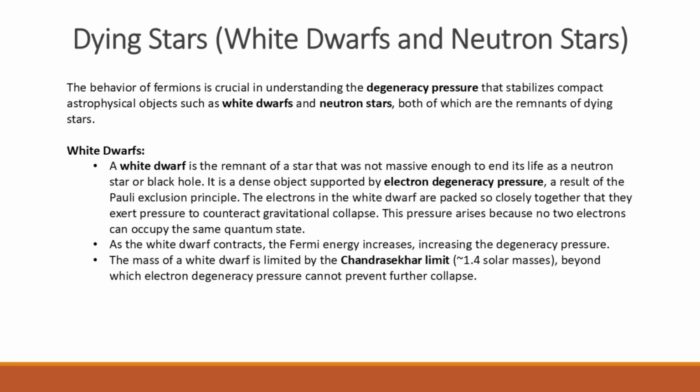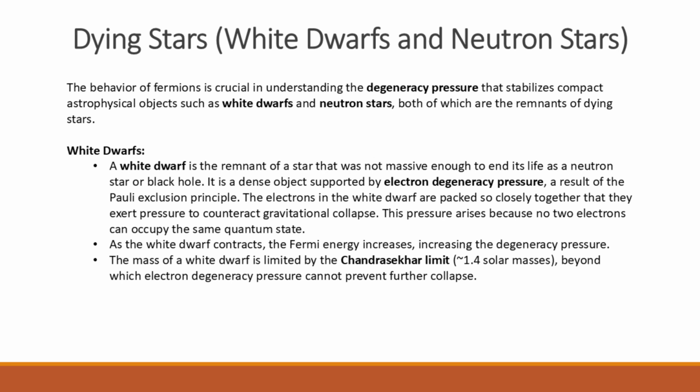Fermion behavior is crucial in understanding the degeneracy pressure that stabilizes compact objects like white dwarfs and neutron stars, remnants of dying stars. White dwarfs are the remnants of stars that were not massive enough to become neutron stars or black holes. They are dense objects supported by electron degeneracy pressure.